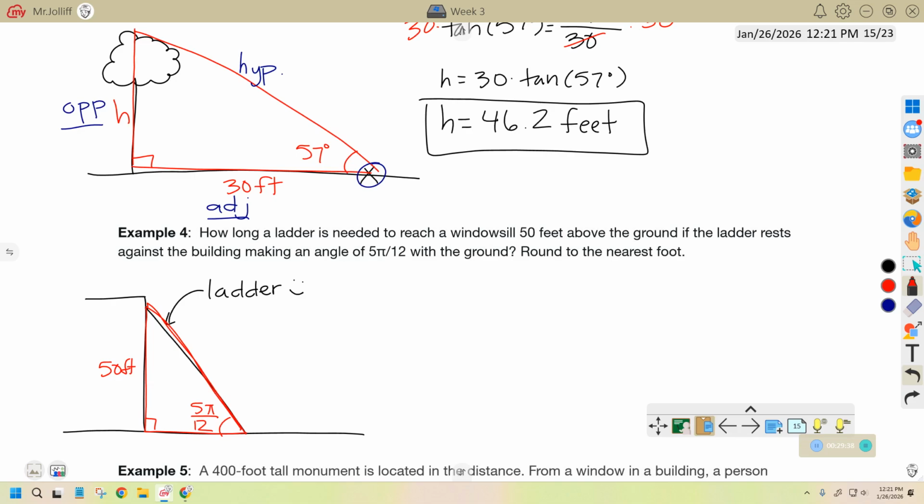Side along the ground or the length of the ladder? Length of the ladder, yeah. They asked me for the length of the ladder. I'm going to label that L because that makes sense for length of ladder.